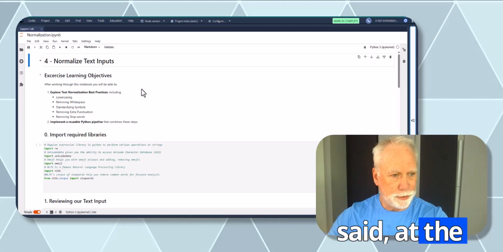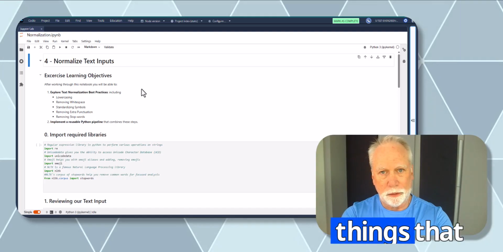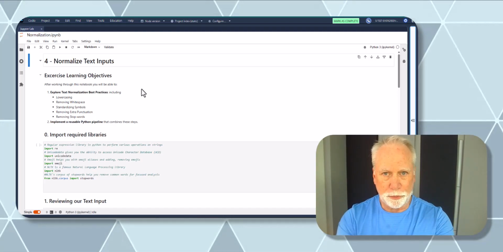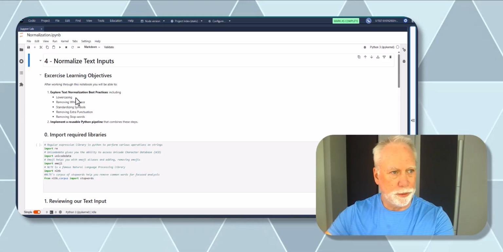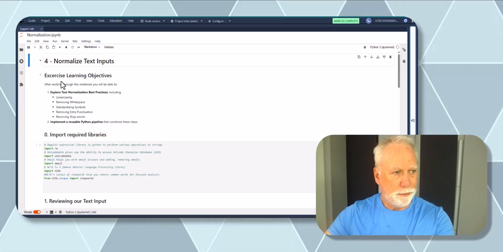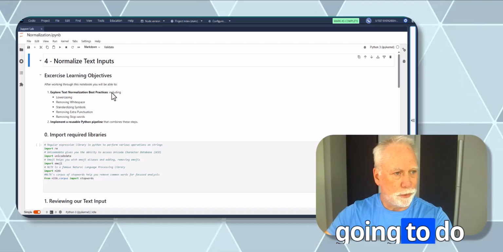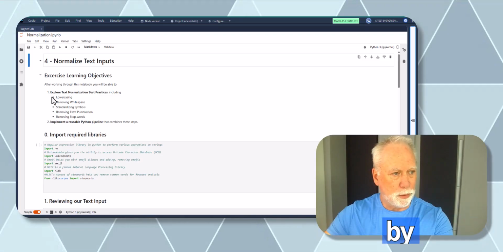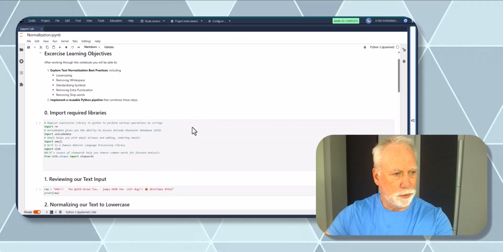And then, like I said, at the end of the course, we have a capstone where a lot of the things that you learned in the notebooks move into the capstone and help you write the code, right? And the capstones are all object-oriented based and behind FastAPI. All right, so we're going to talk through this exercise. What we're going to do is explore text normalization and best practices by lowercasing, removing white space, standardizing symbols, and so on.